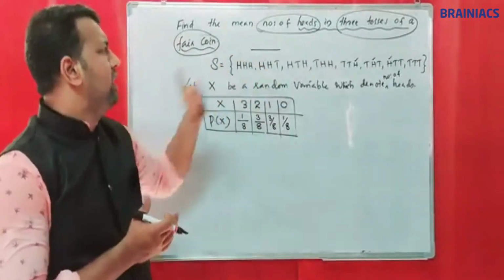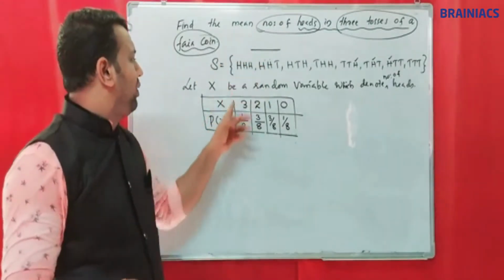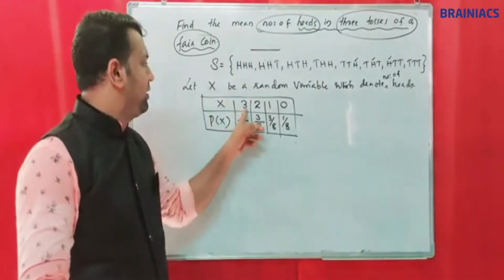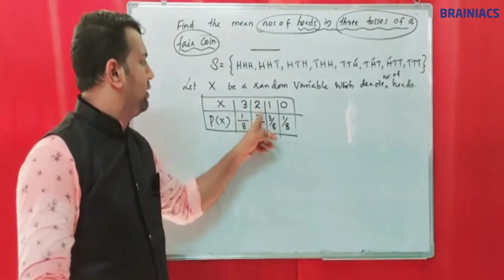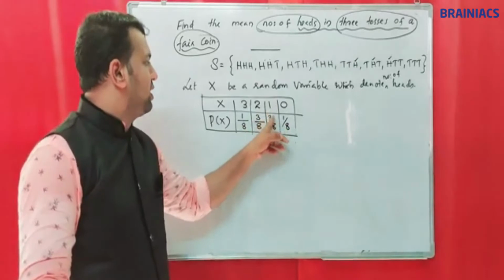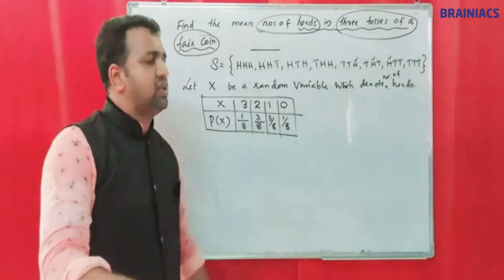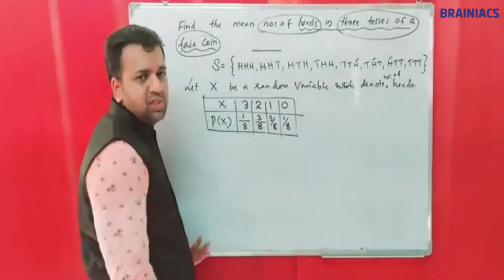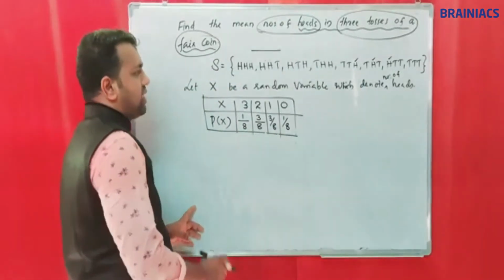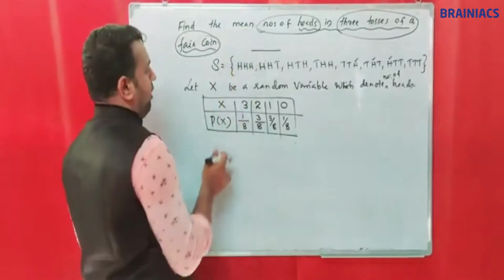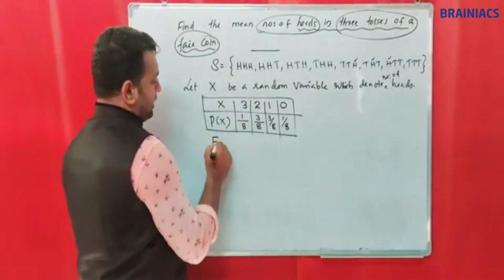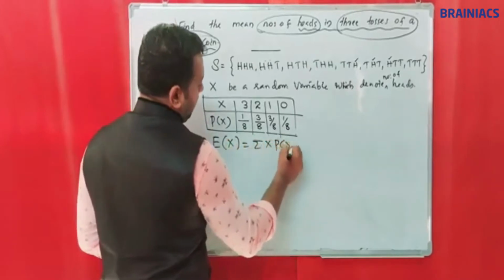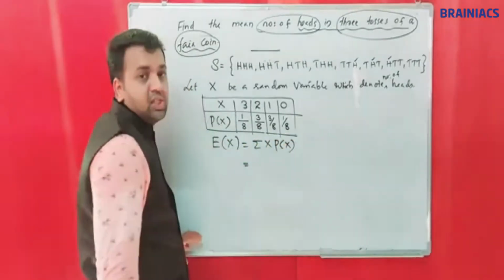So by looking at the sample space, we can write X with the corresponding probabilities. P of X equal to 3 is 1 by 8, P of X equal to 2 is 3 by 8, P of X equal to 1 is 3 by 8, and P of X equal to 0 is 1 by 8. By using this probability distribution table, we can find the mean. Expectation of X is equal to sigma X into P of X.